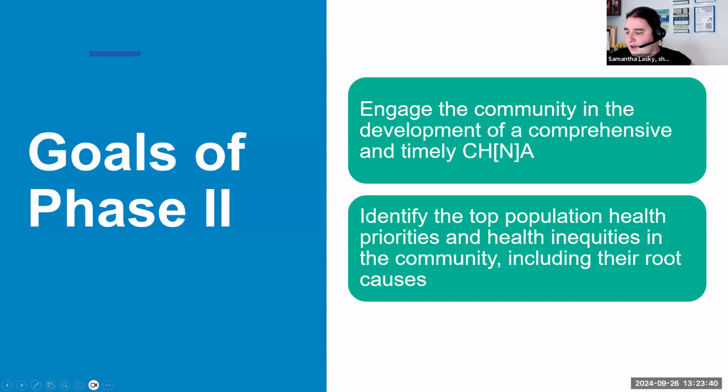Hello, everyone. So welcome. We're going to be talking about phase two. There's really two goals of phase two. The first is to engage the community in developing the comprehensive CHA or CHNA, Community Health Assessment, Community Health Needs Assessment. And the second is to identify the top population health priorities and health inequities in the community, which includes their root causes. Phase one was really about getting ready and planning, and phase two is all about gathering data and conducting the assessments.